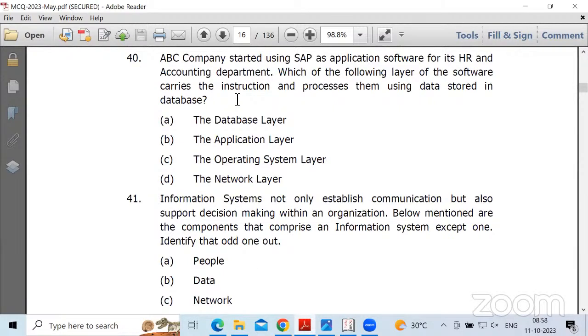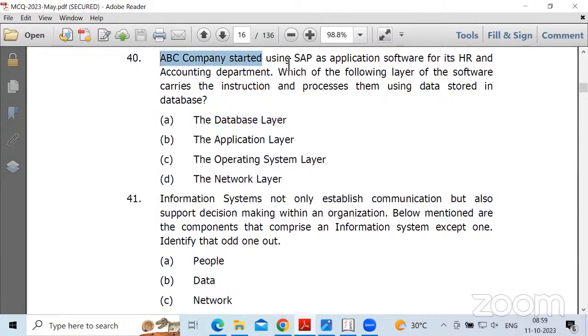Next, ABC company started using application software for its HR and accounting department. Which of the following layers of the software carries the instructions and processes them using the data stored in the database? Database layer, application layer, operating system layer, network layer. Network is related to networking, that is transmission of data. Operating system is related to user, password, entry, access, usage of input, process, output, storage, and transmission hardware devices. Application is related to the application part of the software. Database is the maintenance of the data in the database.